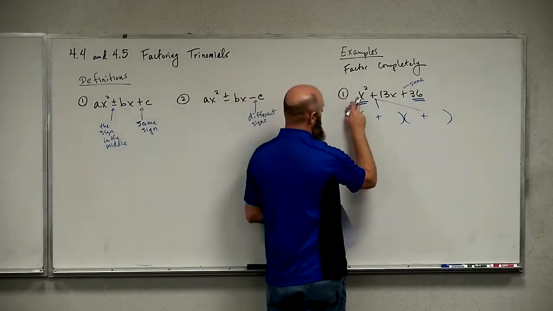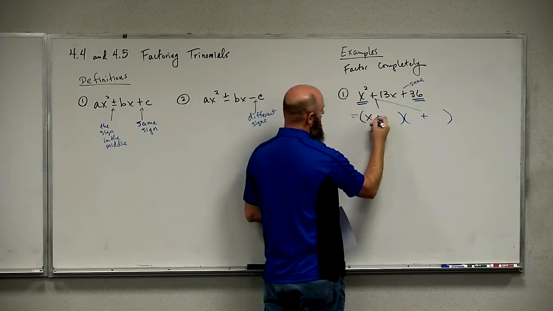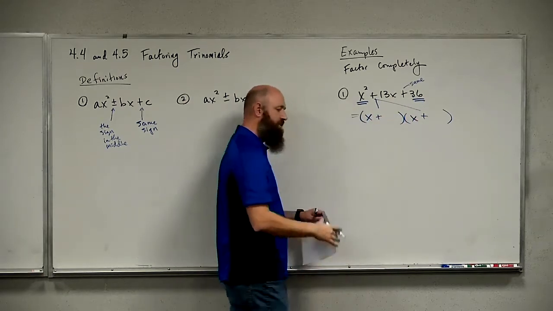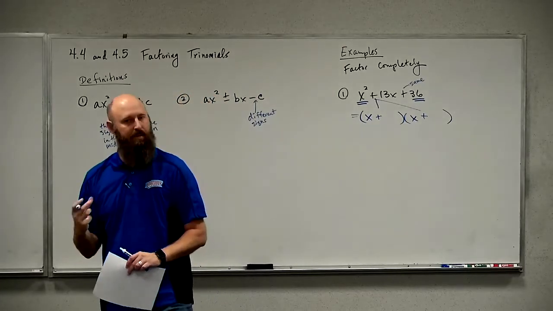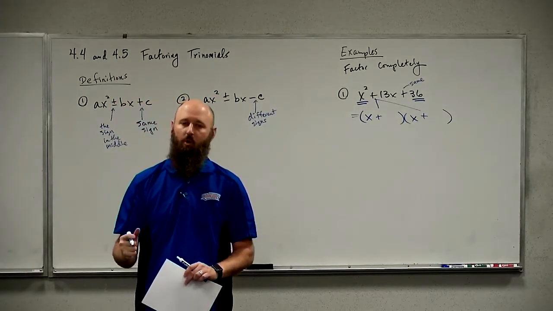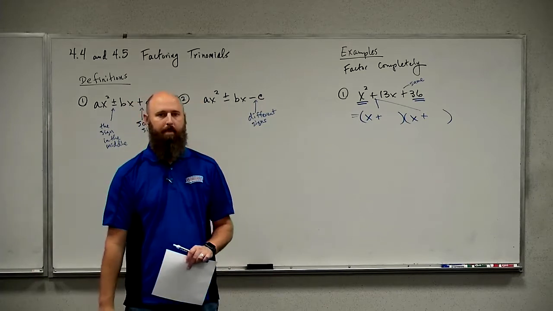All right, so x squared, well, that's x and x. And those things have to go in the front because if we FOIL that out, it has to multiply back together and give me x squared. X times x is the only way that I get x squared.